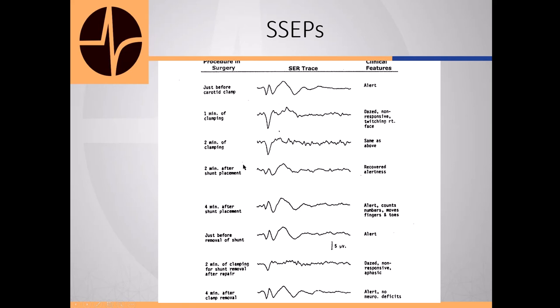Patient's the same. They place a shunt. Patient starts to recover. The SSEP recovers. 4 minutes after shunt placement and just before removal, beautiful. Patient's alert, counting, naming, moving fingers and toes. 2 minutes of clamping for shunt removal after repair. You can see it degraded again. Patient's dazed, non-responsive, and aphasic. Take the clamp off. Within 4 minutes, everything's back to normal. Both SSEP and patient were alert with no neurological deficits.